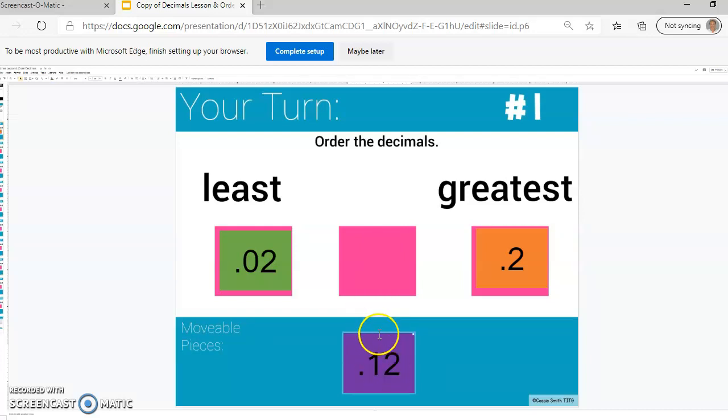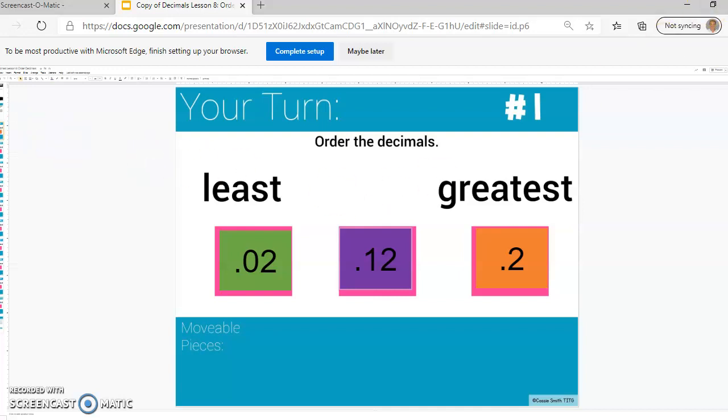So in your notes, I'd like you to write this one down as well. We have 2 hundredths, we have 12 hundredths, and we have 2 tenths. So I looked at the value in the tenths place to put them in order from least to greatest. So make sure you pause the video here, write your word least, write your word greatest, and write these values as you see them below.